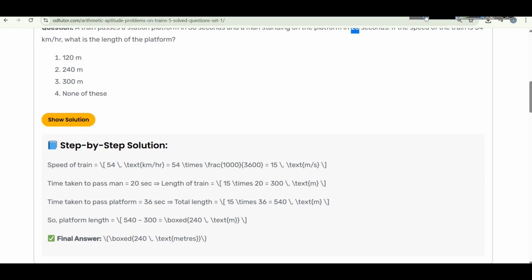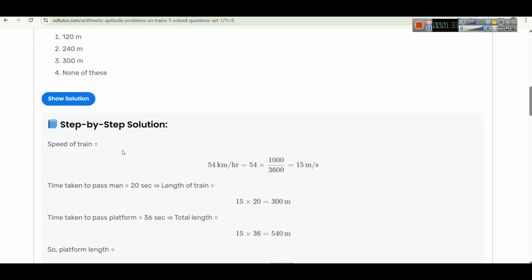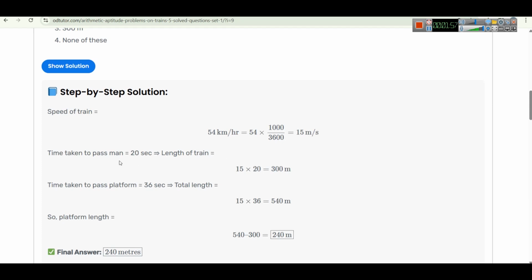So the solution is, first of all, the speed of the train is given as 54 kilometer per hour. So we will convert it into meter per second. You will multiply it by 1000 divided by 3600. This is the way to convert it into meter per second. Time taken to pass the man is 20 seconds, that's why we have converted it into seconds. Now this is the length of the train. So the length of the train will be 15 multiplied by 20, equal to 300 meters.